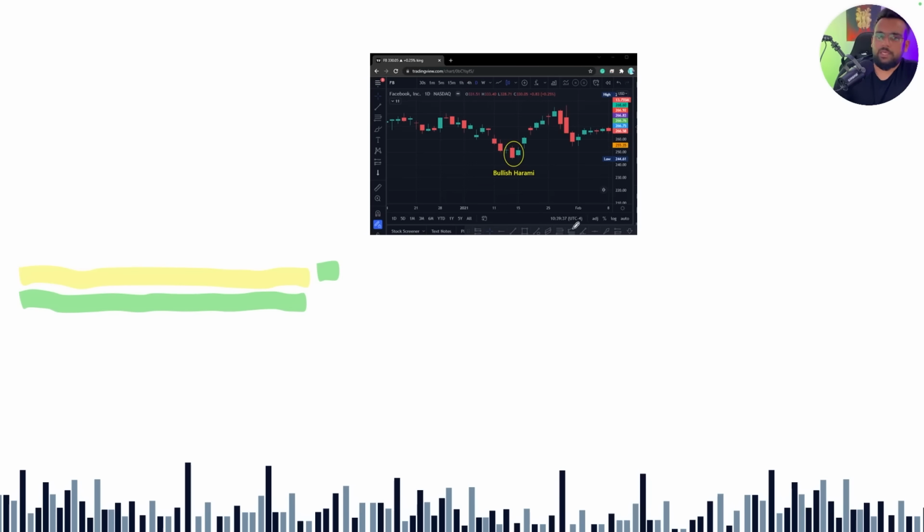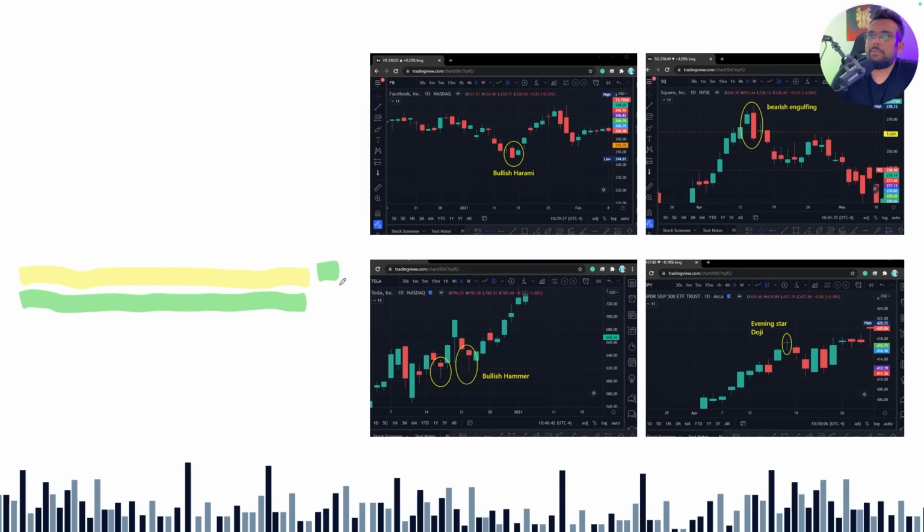All right, so the first one is bullish harami. What is a bullish harami candle? A bullish harami candle is simple, fam. I'll break all four down for you, one by one, one at a time. I think that will be way better. So bullish harami goes like this. There's a big candle, a Marubozu candle, whatever, a bullish candle. The next candle is a small candle.